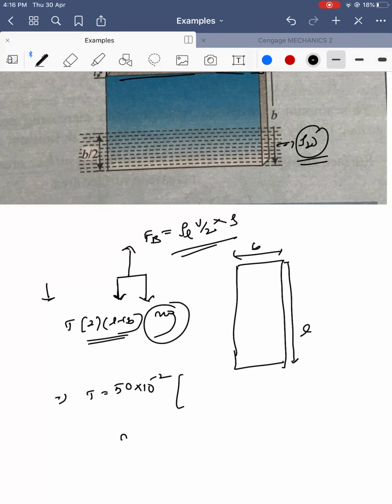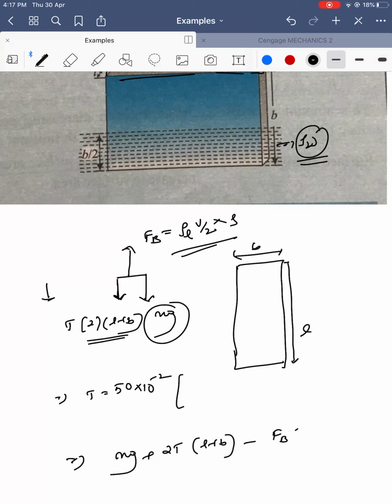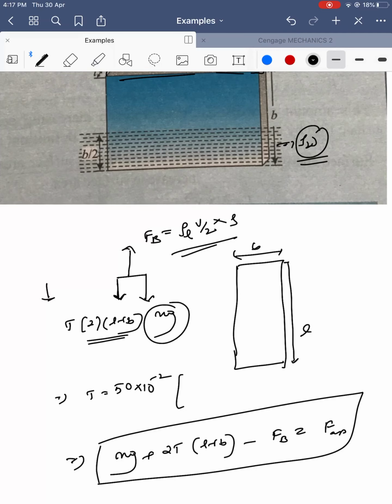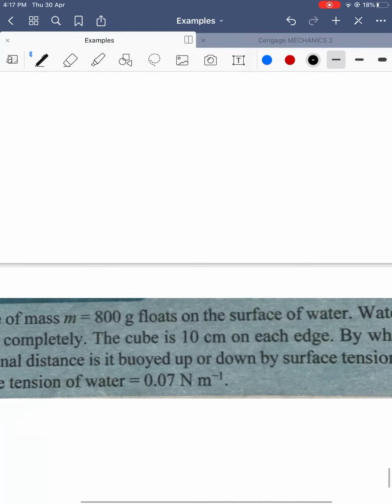Upward force minus downward force you can do. The net weight, we are going to get from there: mg plus 2T into (L plus B) minus the buoyancy force, and you are going to get the apparent weight. Apparent weight is nothing but force. Okay, let's see one more question.